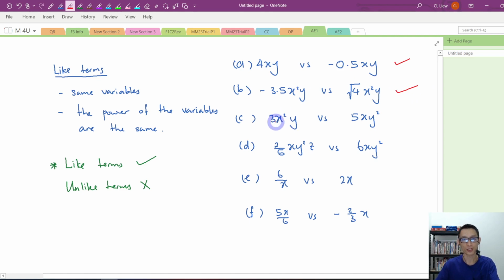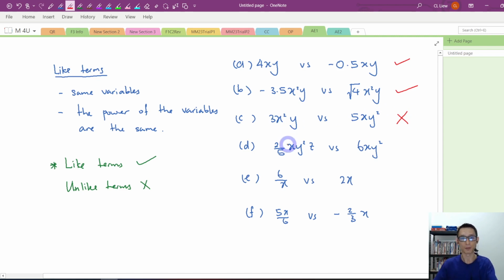So how about this one? 3x squared y and 5xy squared. Now they do have the same variable, which is x and y, but you need to be more careful. The power of x here is 2, but the power of x here is 1. The power of y here is 1, the power of y here is 2. Therefore, these two are unlike terms.